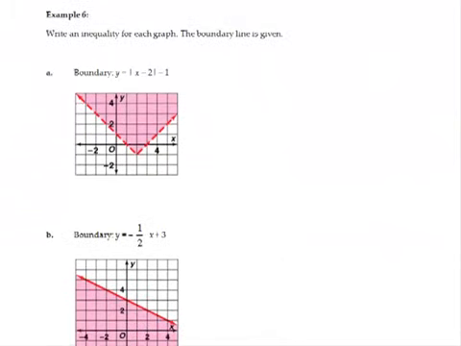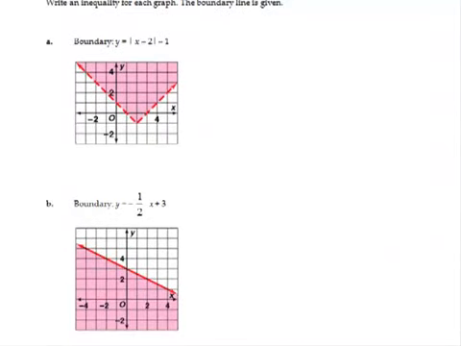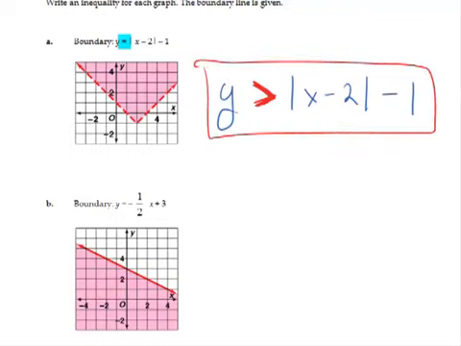All right, last thing is you are given two graphs and you're asked to write the inequality. They've given you the boundary line, meaning this is the equation for the absolute value shape you see here, but we have to figure out what symbol we need to place in here because we know it's not equal, that would just be the line. So we're going to copy y and then absolute value x minus 2, absolute value minus 1, and we need to figure out, first of all, which way it's going. So it's going upwards, so it's going to be a greater than symbol. And it's dotted, so I'm just going to leave it. I'm not going to put any equal sign underneath of it.